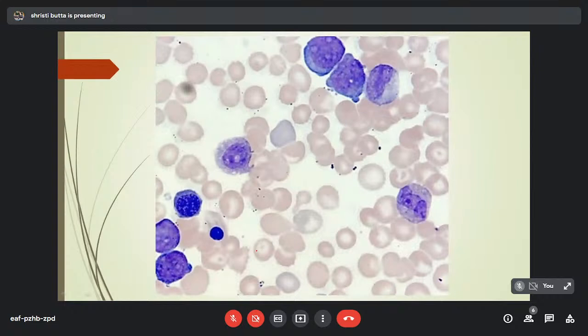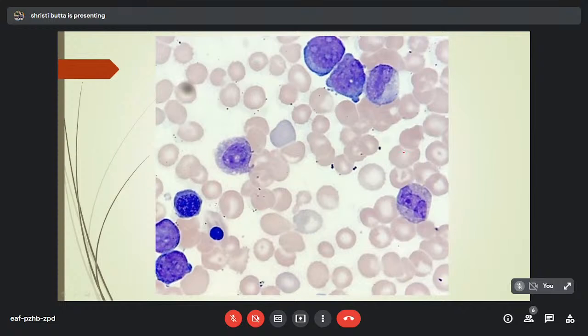Now you have these cells here. What are these cells? They have some sort of blebs here and there, and a basophilic cytoplasm. It was just an 11-day-old child who presented with splenomegaly, and this was the blood picture.